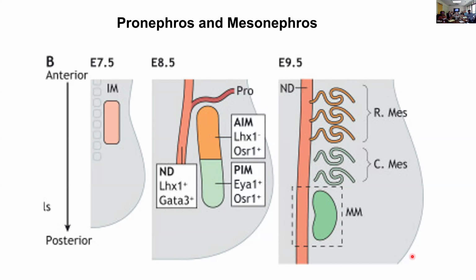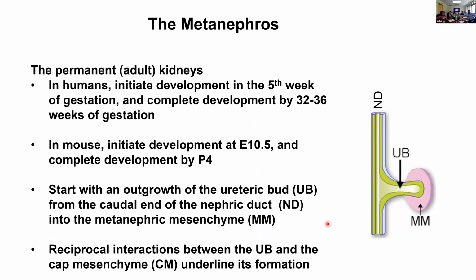All that starts in the caudalmost part, along this intermediate mesoderm and nephric duct. This part is called metanephric mesenchyme. This is the condensed mesenchyme. One can actually see it just by looking at it. In humans, that development starts at around the 5th week of gestation, and by 32 to 36 weeks of gestation, it is completely finished.